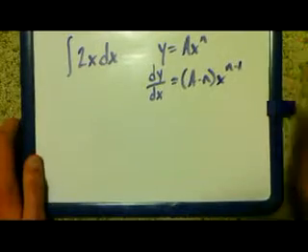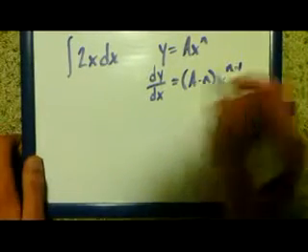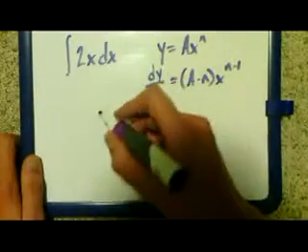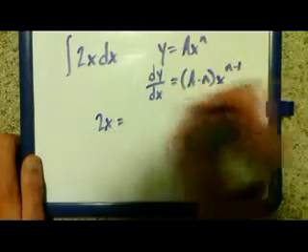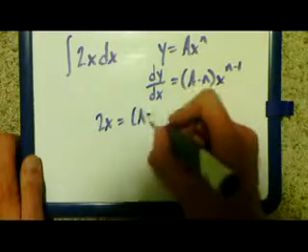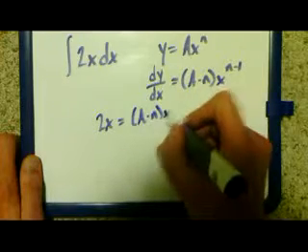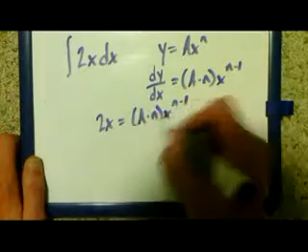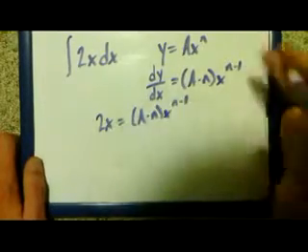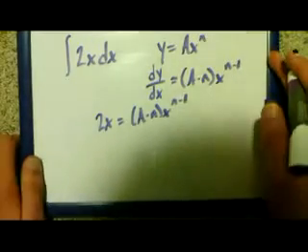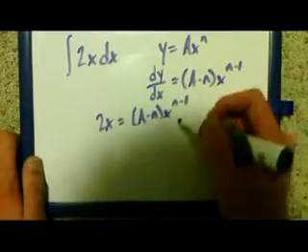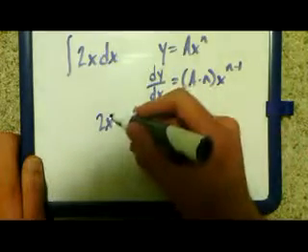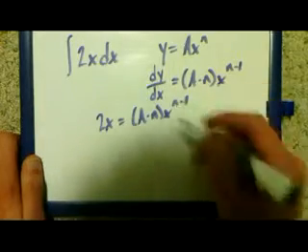Now, let's just make some relations. If this is a derivative, then 2x equals this, a times n times x to the n minus 1. No, this is the derivative, I'm sorry. They're both derivatives. So let's just start subbing some stuff in. So, if n minus 1 is 1 over here, then n has to equal 2.